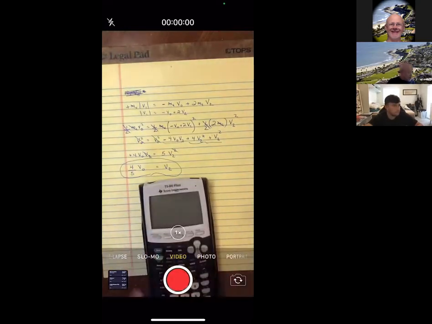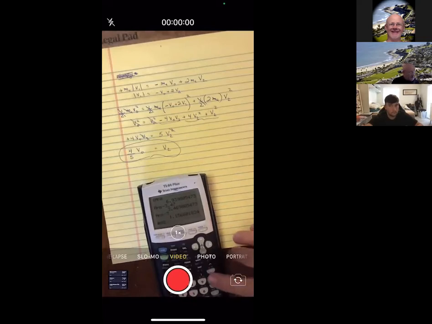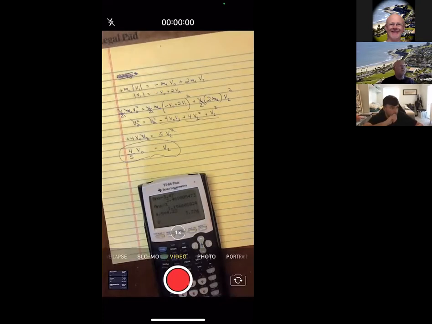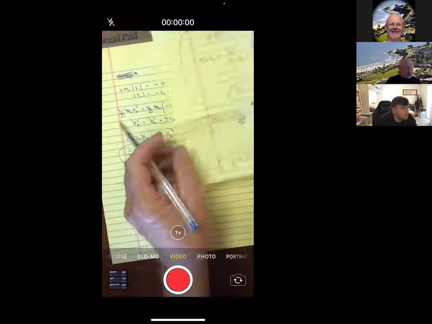So now grabbing our calculator, 4/5 of, let's see, number 7 gives us a speed of 4.22. And I got a different number than the answer, which tells me, I think, I messed up some algebra somewhere. Let me double check.